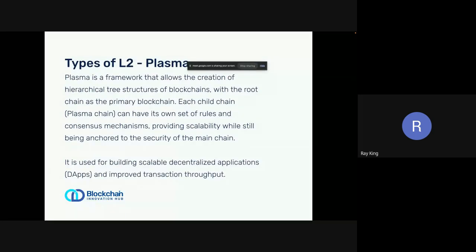So there are certain people that may be conscious of security. Is Plasma secure enough? Since we know the main chains have a high level of security, how can we be sure that this child chain can also ensure that the security is tight? So by using this fraud proof, where you can report fraudulent behaviors and activities, the security here can be ensured.